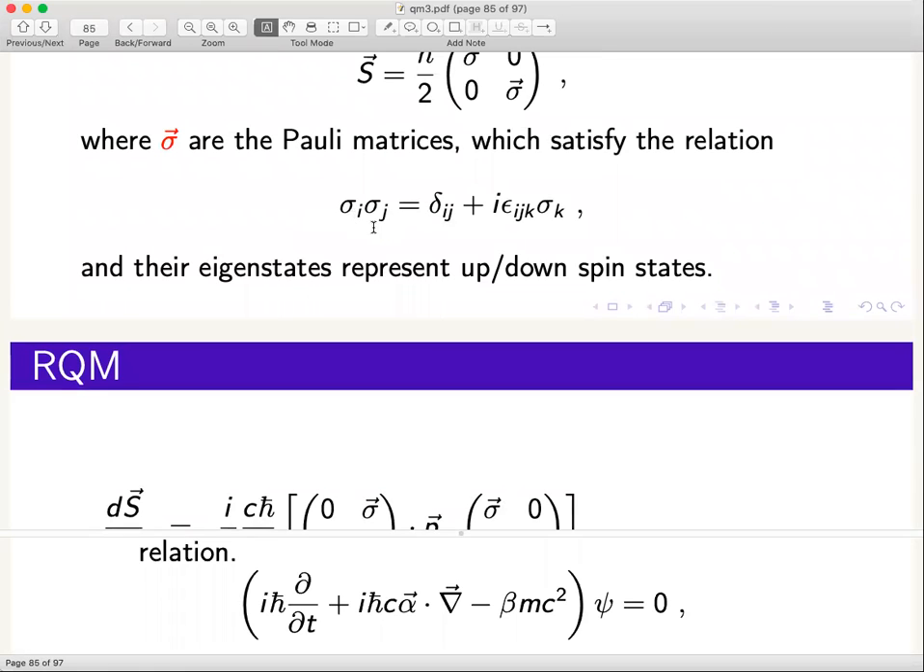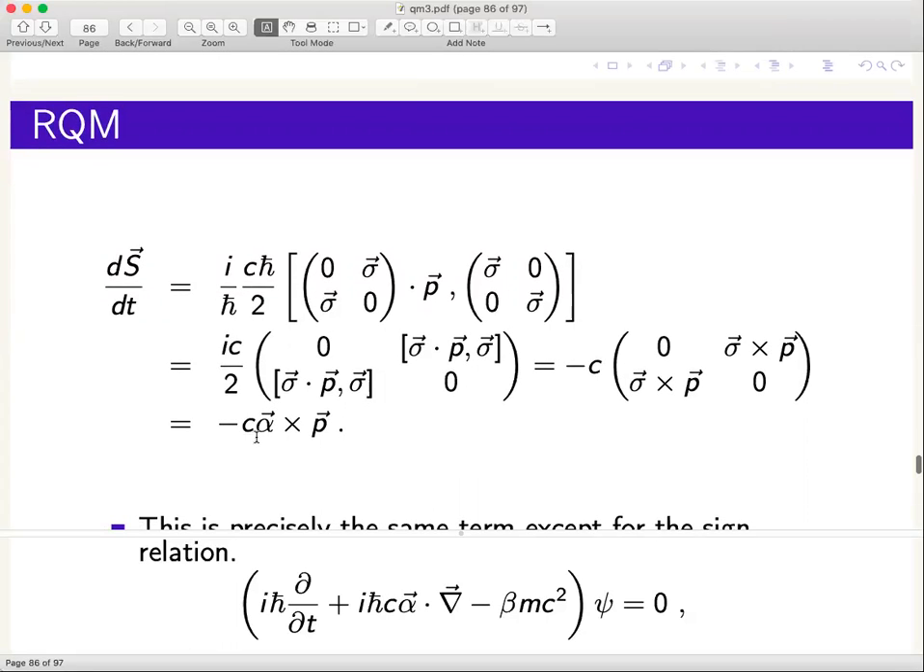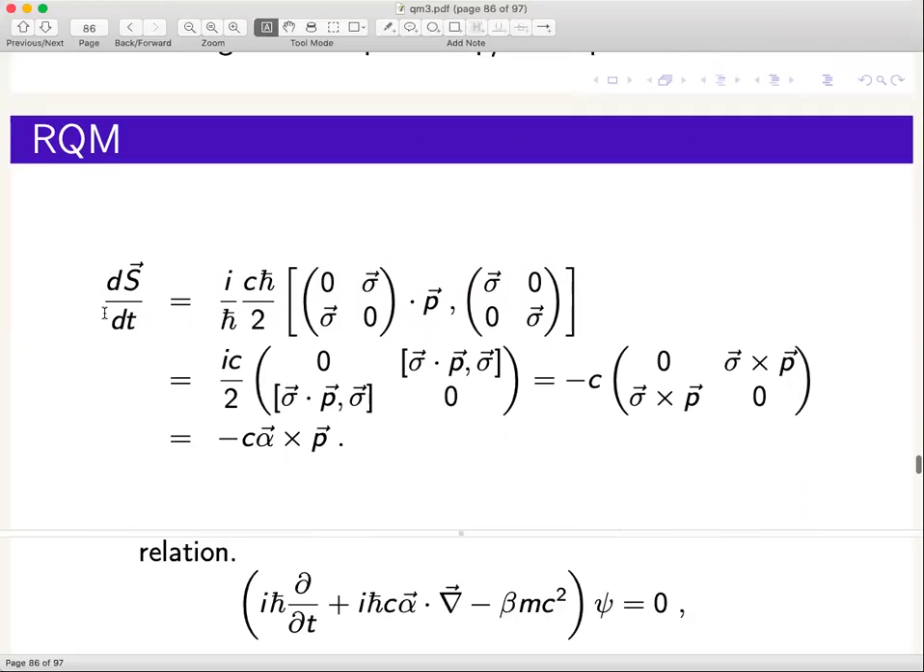If i and j are not the same, then they would give you σ_k, but then there is an ε_ijk sitting around. So what you would get is that the commutator of σ_i p_i with σ_j gives you ε_ijk p_i σ_k, which is like a cross product, because ε_ijk with two vectors gives you a cross product. So that's how you end up with this cross product. But then you get minus c times σ off-diagonally, which is the alpha matrix, and therefore you get the answer minus c times α cross p. That is the answer that you would get.